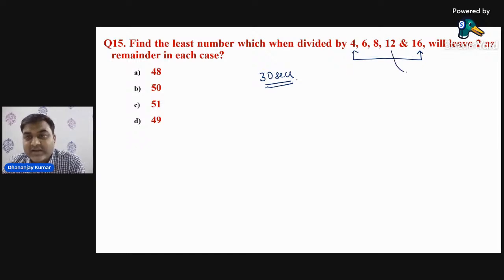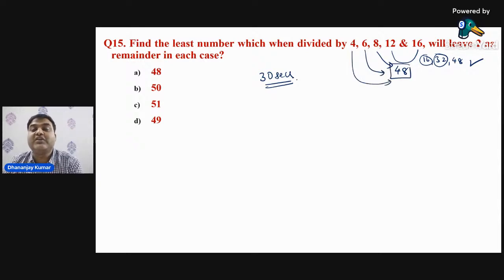Okay, let me give the answer of this if you people want to know. The question is similar to that: the LCM of these five numbers. So what we will do, for 12 and 16, we will try to find the LCM. One way is 16 times 1 is 16, 16 times 2 is 32, 16 times 3 is 48. 12 cannot divide 16, 12 cannot divide 32, 12 can divide 48. So 48 is the LCM. Now check with the others: 8, yes. 6, yes. 4, yes. So 48 is the LCM. But 2 has to come as the remainder, so add 2 to that, and 50 is our answer.